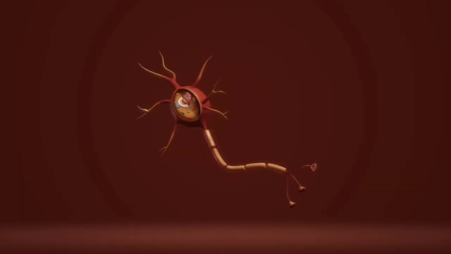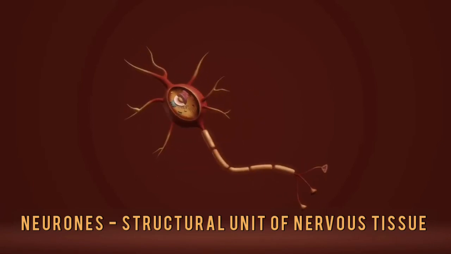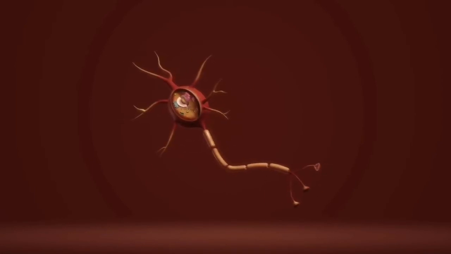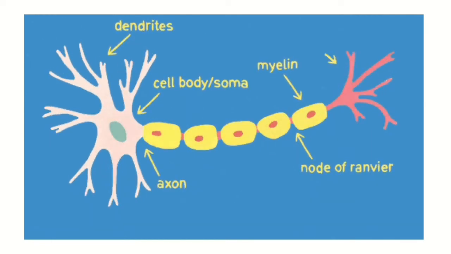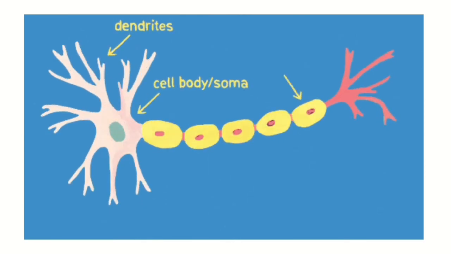Nervous tissue. The structural unit of nervous tissue is the nerve cell or neuron. Neurons are specialized to transmit impulses throughout the body. A neuron is composed of two parts, the cell body and nerve fibers. When you talk about the cell body, the main organelles present are nucleus, mitochondria, Golgi body, and endoplasmic reticulum.